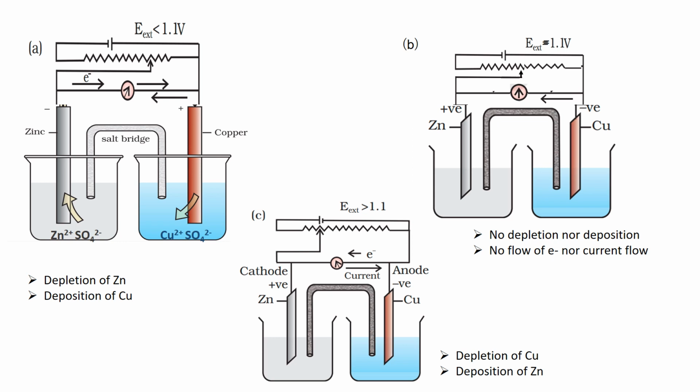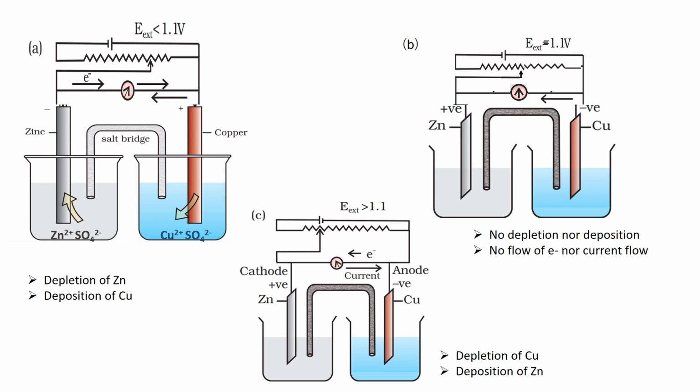Similarly, the external potential we applied is 1 volt, which is lesser. It can neither reverse nor stop the cell reaction. So whatever was already happening will continue to happen. That is, the depletion of zinc will happen and the deposition of copper will happen. Similarly, the electron flows from zinc to copper and the current moves from the cathode to anode.